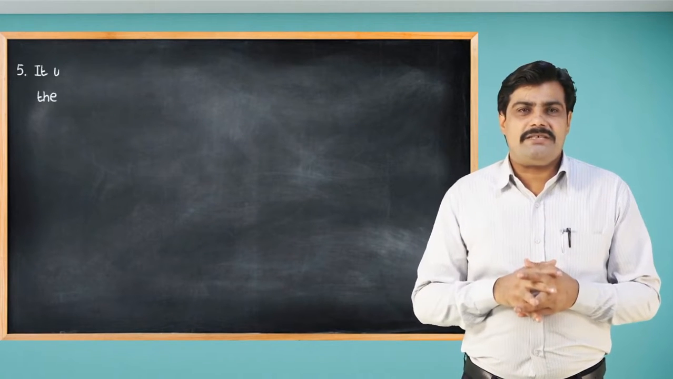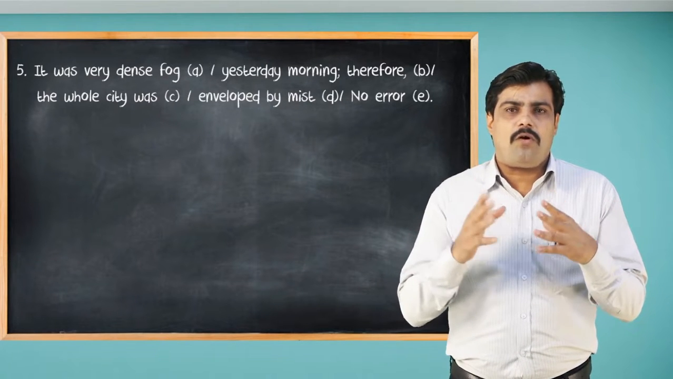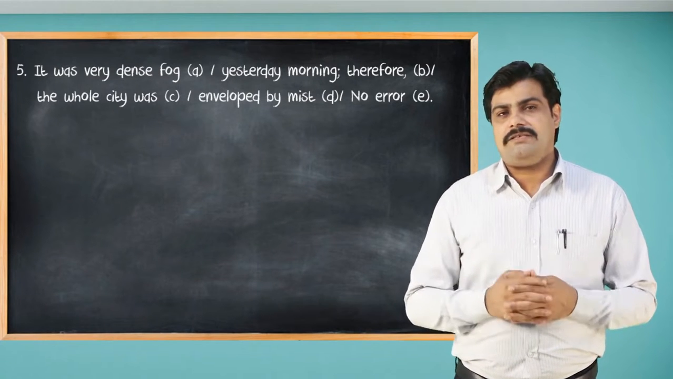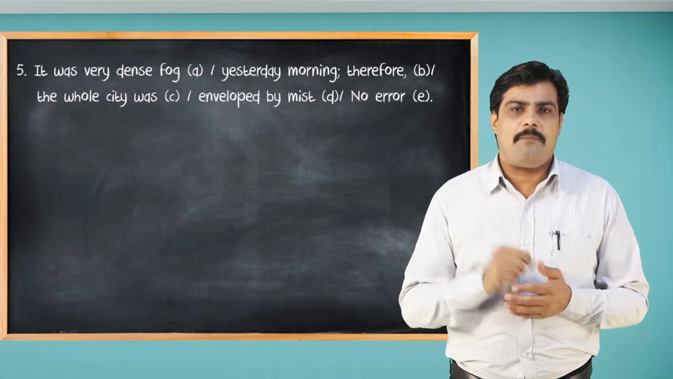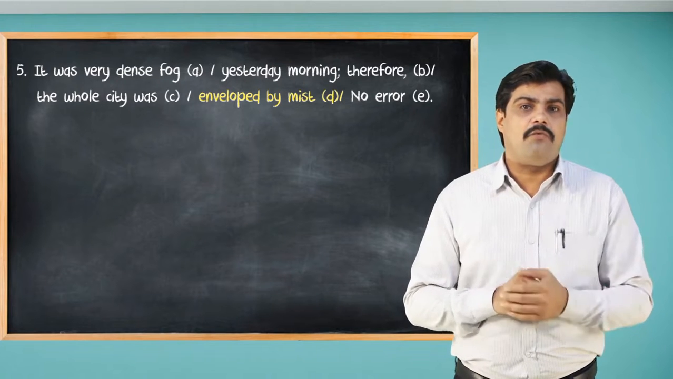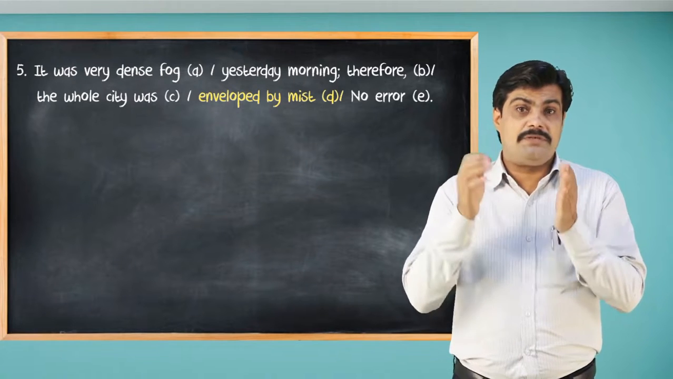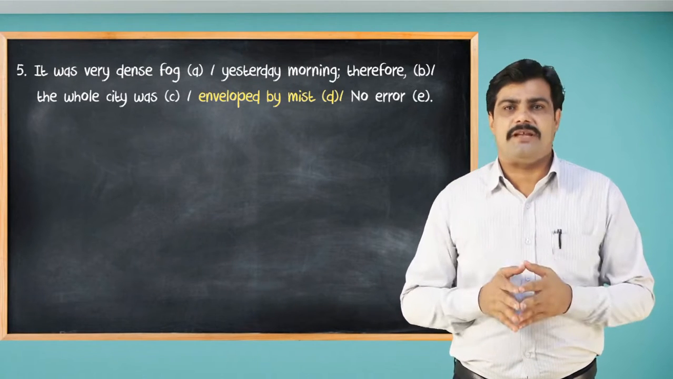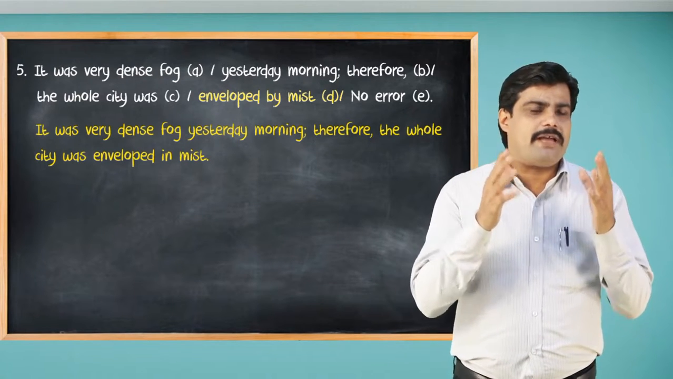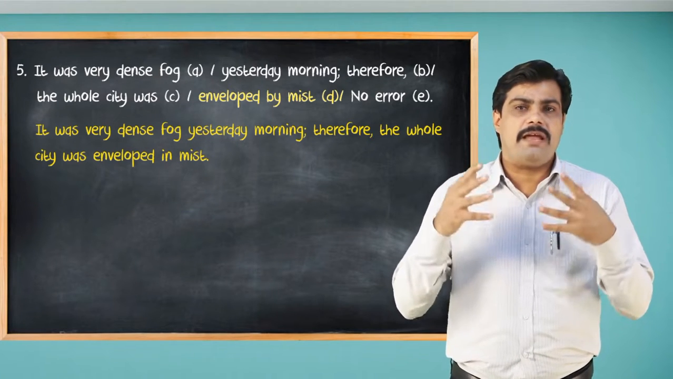Let's take another sentence. It was very dense yesterday morning, therefore the whole city was enveloped by mist. Now if you analyze this sentence, you will find a mistake in part D. In this sentence, the use of the preposition "by" with the verb "envelop" is wrong. Use "enveloped in". "In" is the right preposition here. See the correct sentence now. It was very dense fog yesterday morning, therefore the whole city was enveloped in mist.